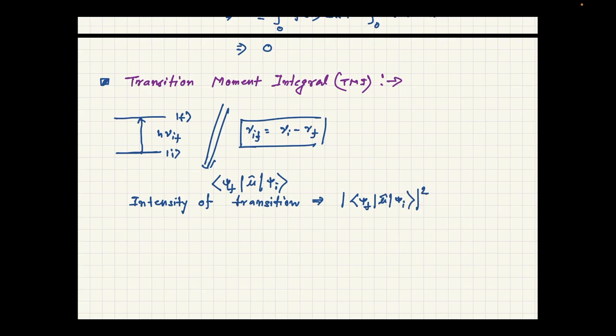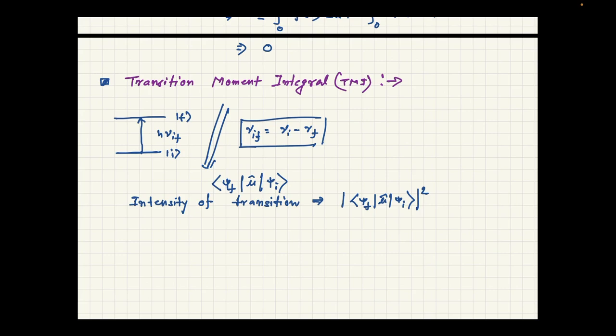Psi square. So for the intensity of a transition, if you want to have a high intensity transition, then this overlap integral, or the transition moment integral value, has to be large. If this integral is 0, then you will not get any transition. So the condition for an allowed transition is a non-zero value of this transition moment integral.